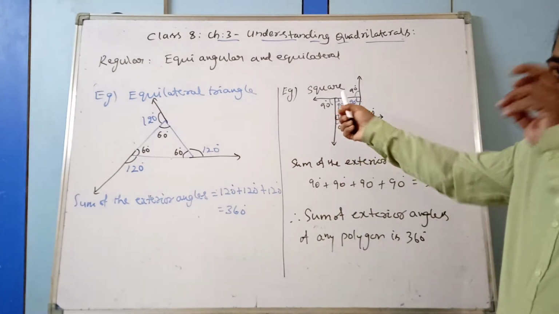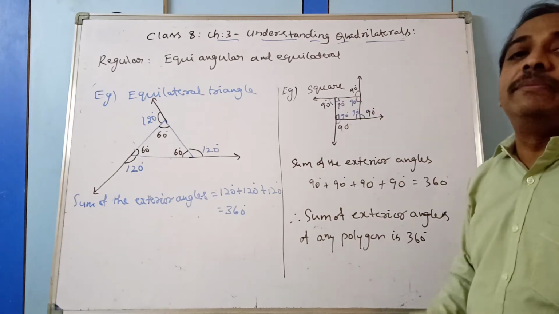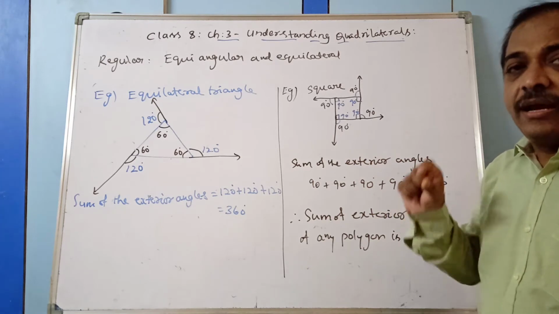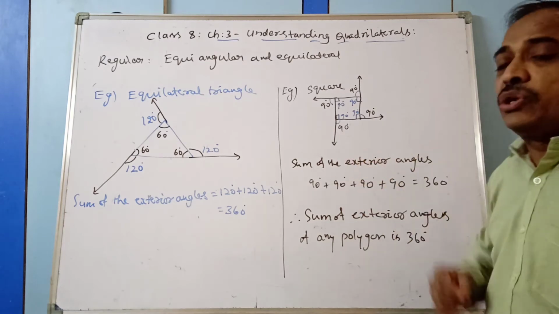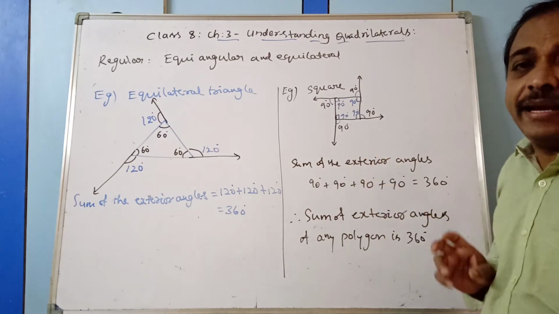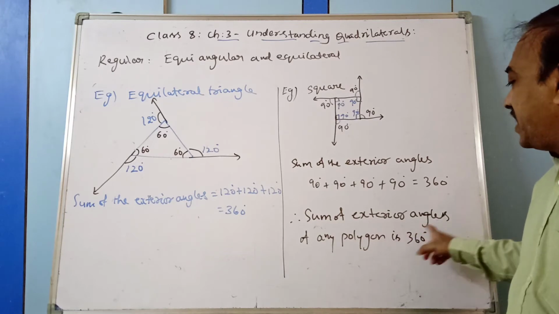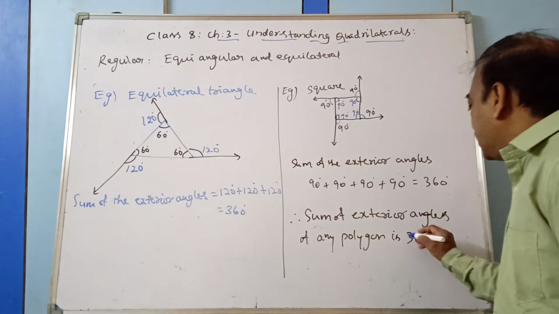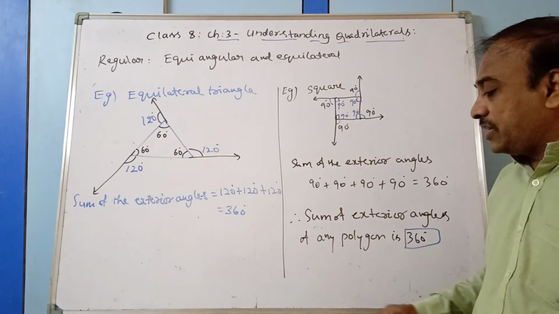Why did I explain with the example of a regular polygon? A regular polygon means each angle will also be equal. If it is irregular, the measure of the angles and the side lengths will be different. That time also we calculate by using the linear pair only. The sum of the exterior angles of any polygon is 360 degrees. This is the point you have to remember.